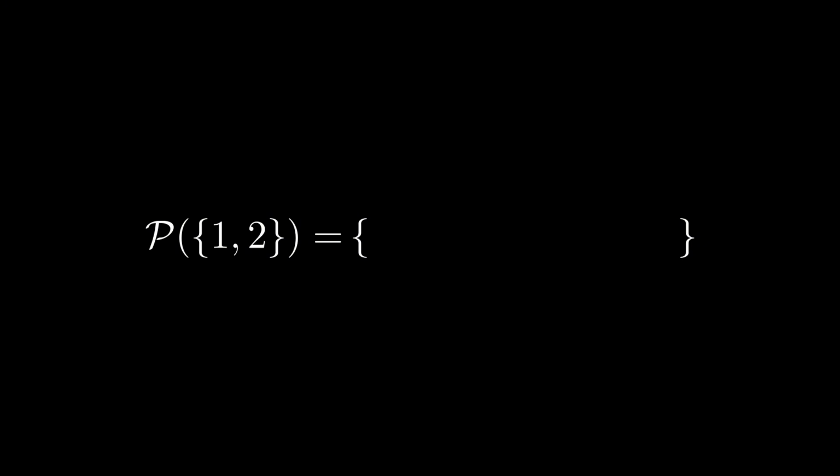As we just discussed, the empty set is a subset of every set, so the power set will contain the empty set. Next, we have the set that just contains 1, we also have the set that just contains 2, and lastly, we have the set itself. These are all possible subsets of the set containing 1 and 2, so this is the power set.